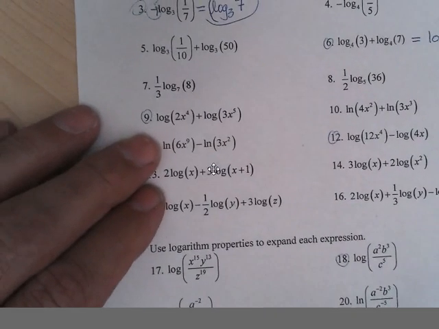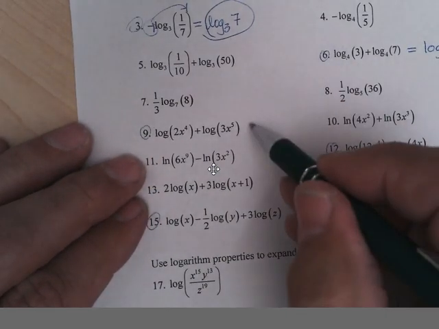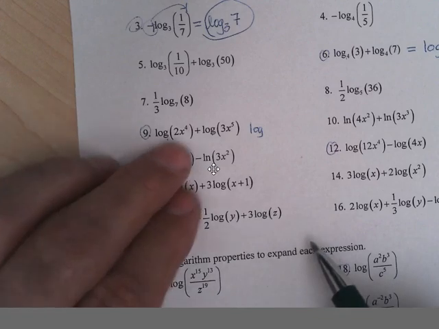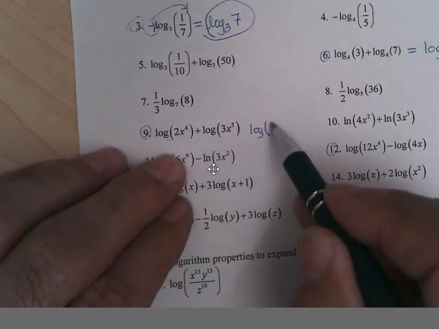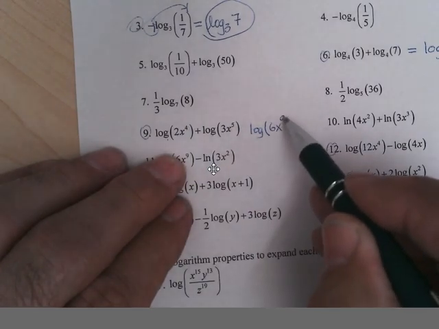Number 9, when you add, you multiply. So this would become the log, and this is in base 10 because there's no number put there, of these two multiplied. So 2 times 3 is 6. x to the 4th times x to the 5th is x to the 9th.